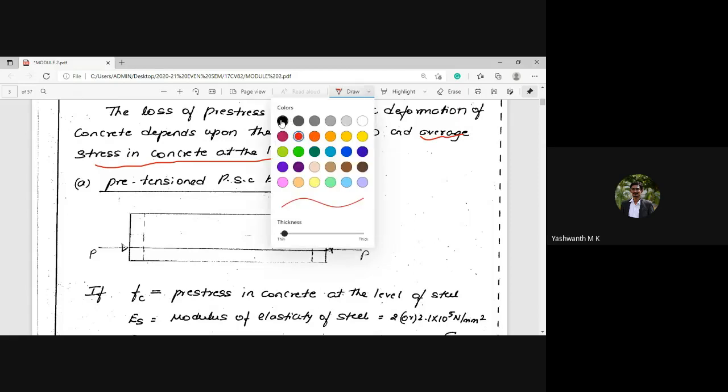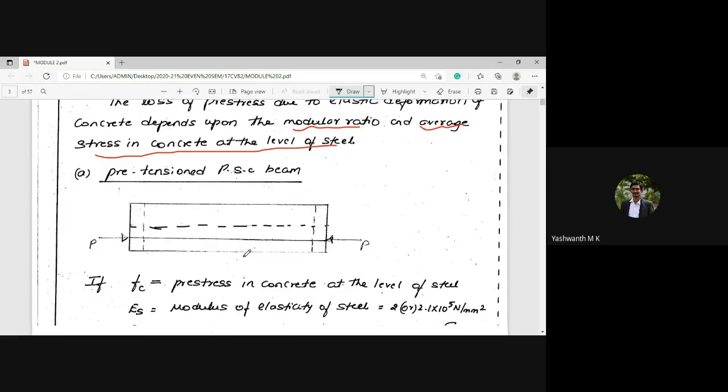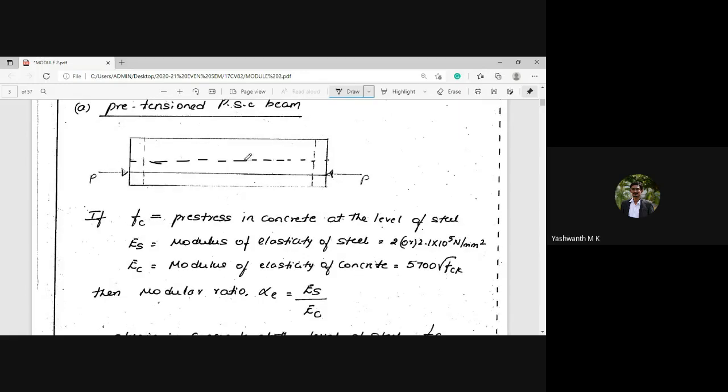So I have explained the diagram. You can see this will be the central axis, and this will be the PSC beam, and you can see a straight cable has been induced with certain eccentricity, with a pre-stressing force of magnitude P. So now you can see Fc is the pre-stress. This will be the pre-stress developed inside the concrete, that is compressive stress. Fc indicates compressive stress developed in the concrete at the level of steel.